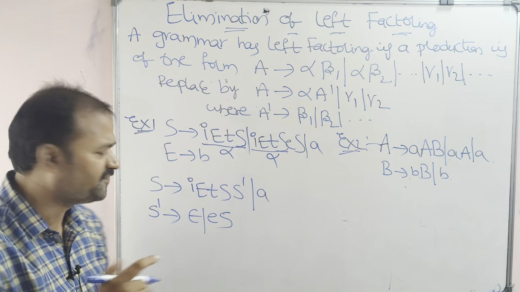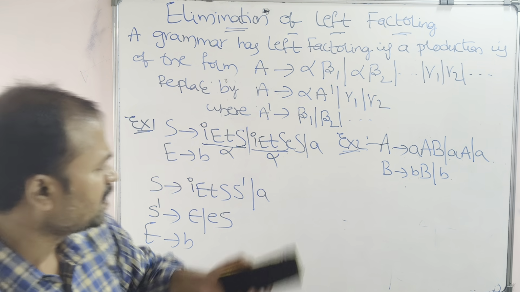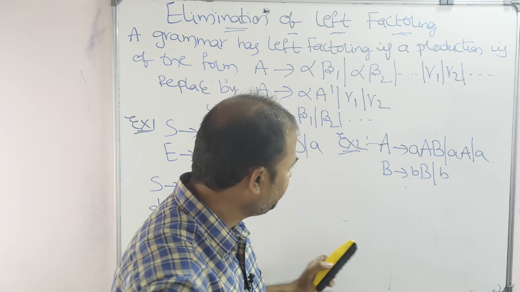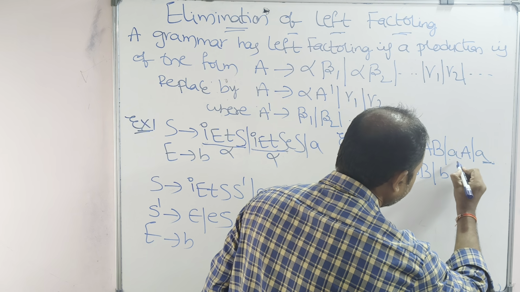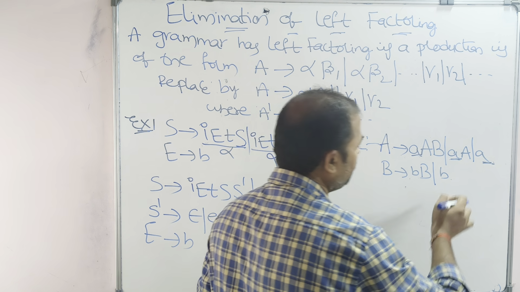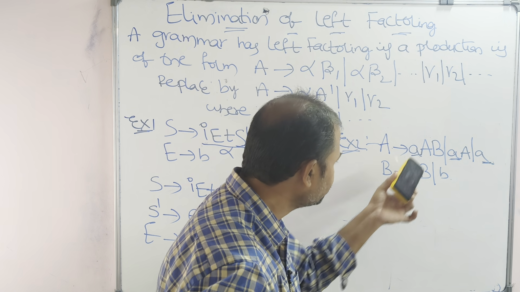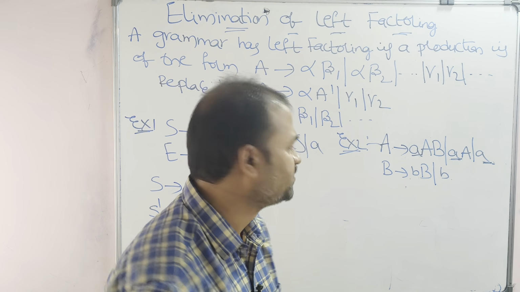Let's see the second production. Here there is no left factoring, so we can write the production as it is. Now let us solve the second problem. If you see here, in these three productions, A is common. So what is alpha value? A is alpha value, whereas beta 1 is AB, beta 2 is A, beta 3 is epsilon.